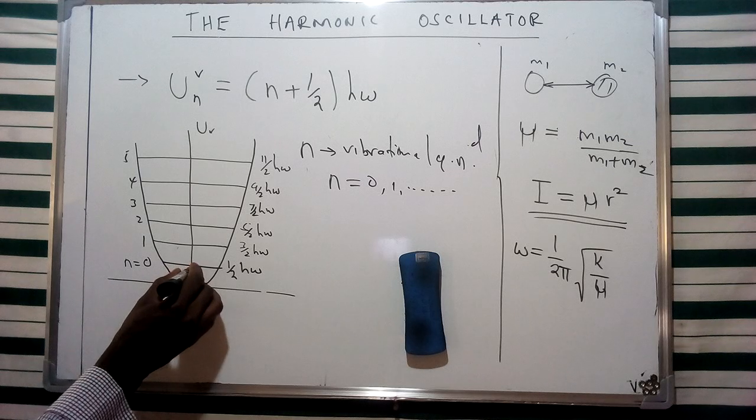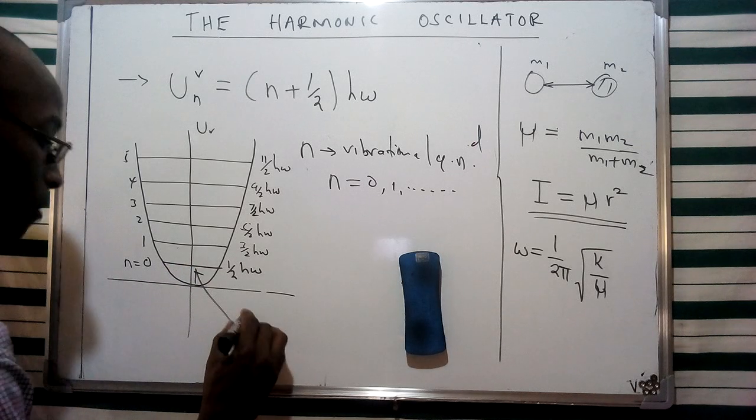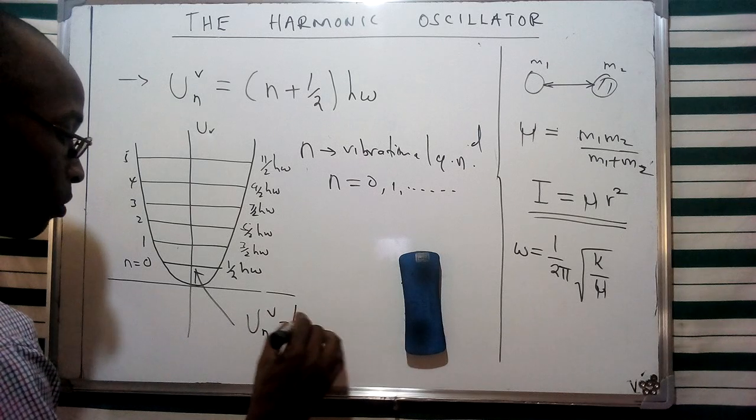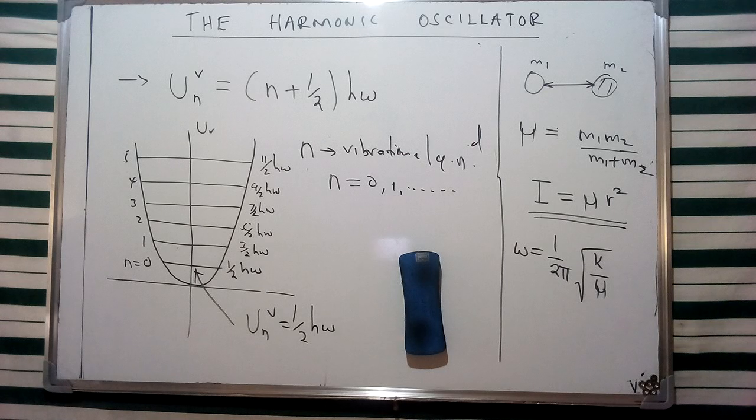Now, from this potential energy curve, we can of course see that at the ground level, whereby the value of the vibrational quantum number is equivalent to 0, we're going to have the value of U_n(v) equivalent to a half ħω. This basically represents the level at which we have this particular zero-point energy. And of course, as I've mentioned, the value of n is going to be 0.